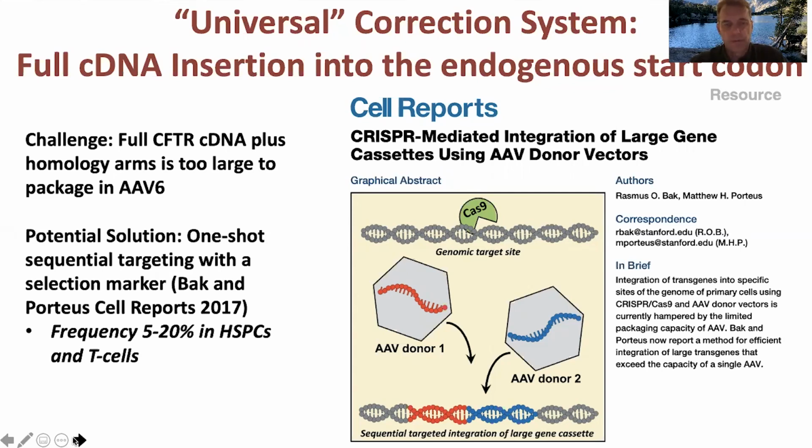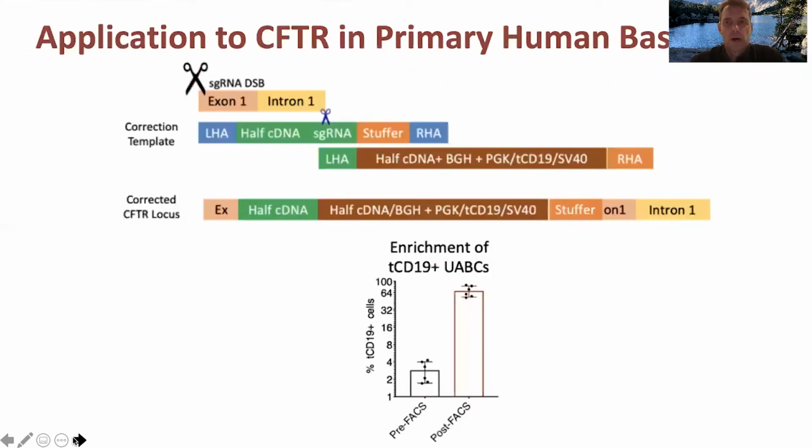And in hematopoietic stem and progenitor cells and T cells, the frequency of this event could be between 5 and 20%. This would then give us the capacity now to not only insert the full cDNA, but also allow us to insert a promoter with an inert cell surface selection cassette to enrich for those cells. So airway basal cells were not quite as effective as the hematopoietic stem progenitor cells in this double targeting approach, with an overall frequency of about 3%.